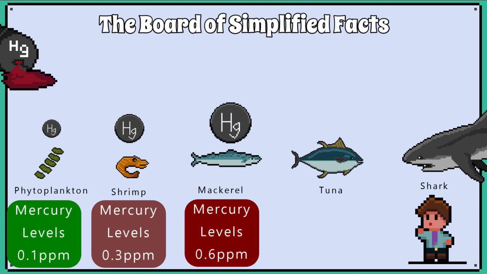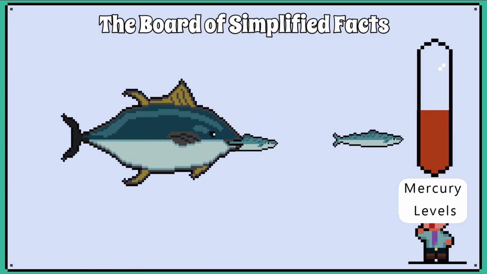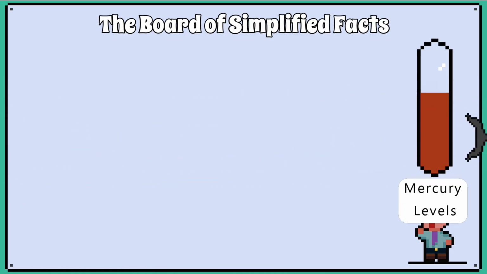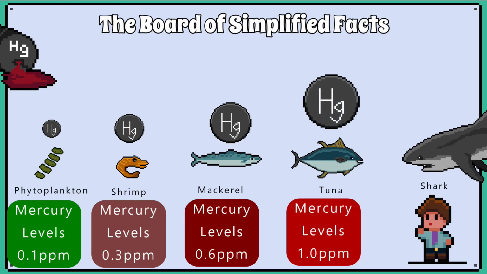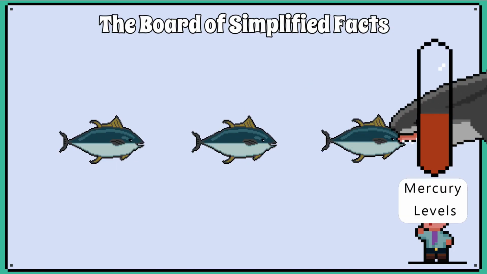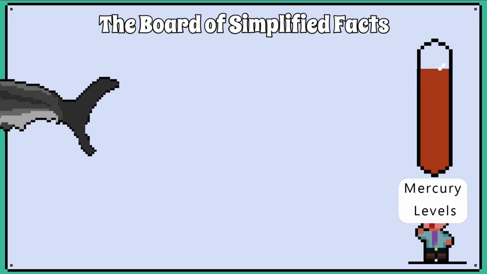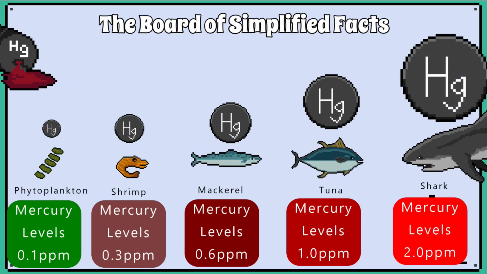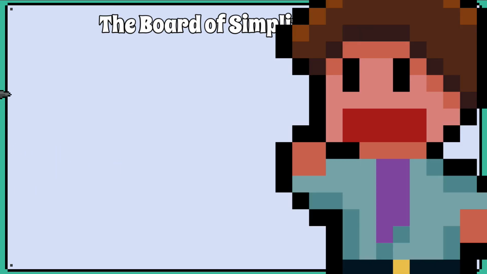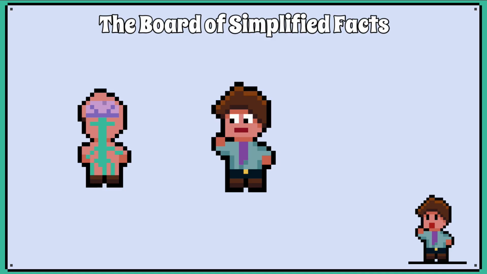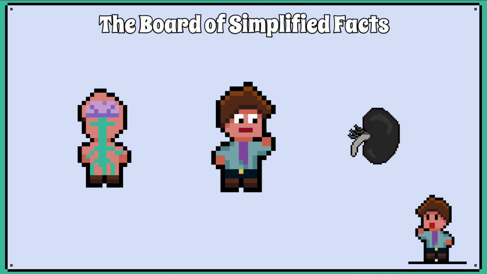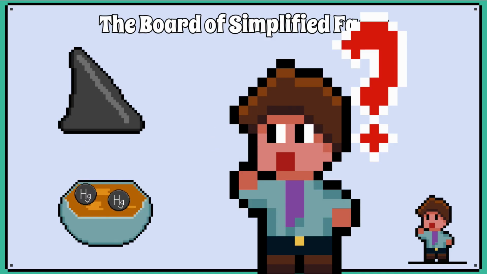Next, the tuna feed on the mackerel, and again, they eat many mackerel to survive. And we see mercury levels reach 1 part per million in an individual tuna fish. A great white shark then eats many tuna fish, and the mercury levels in the shark reach 2 parts per million. If people eat too many fish that contain high levels of mercury, they can suffer from mercury poisoning, which can affect the person's nervous system and damage their organs. In fact, some people eat shark fins, for example, and unknowingly could be consuming far too much mercury.